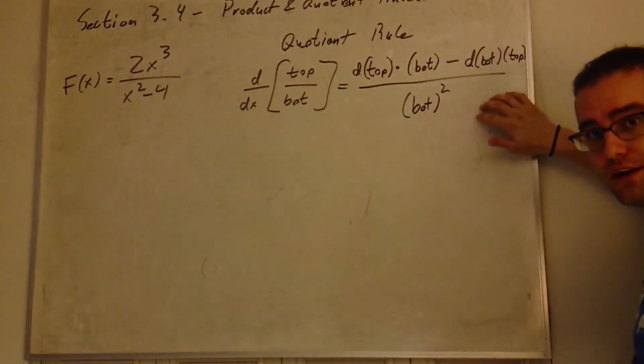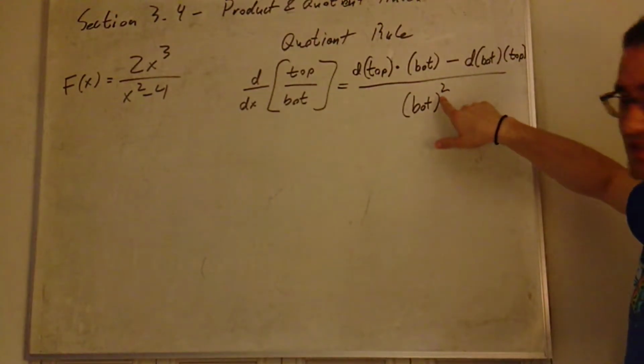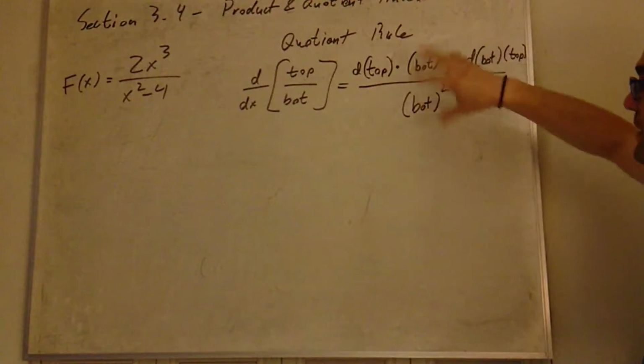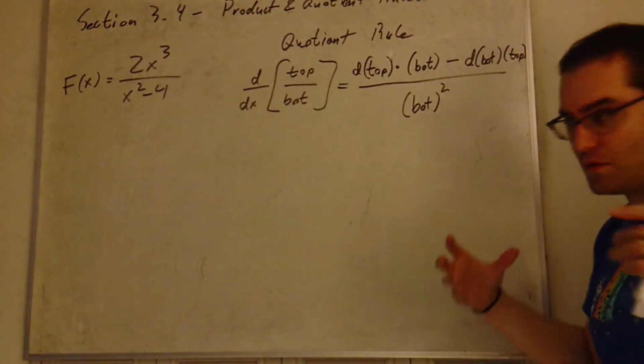There's a lot going on here. There are 5 pieces of this, I guess 6 pieces if you count the exponent. There's about 6 pieces of this, and you have to know how they all mix together.